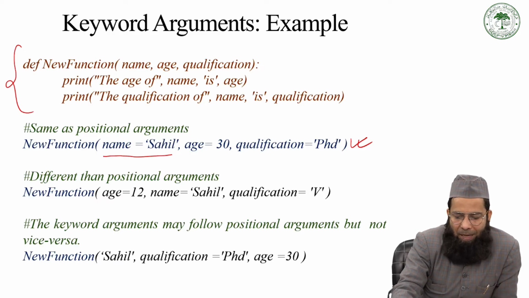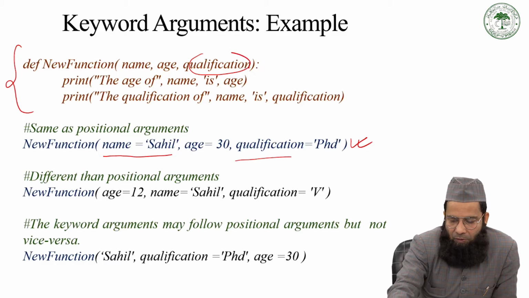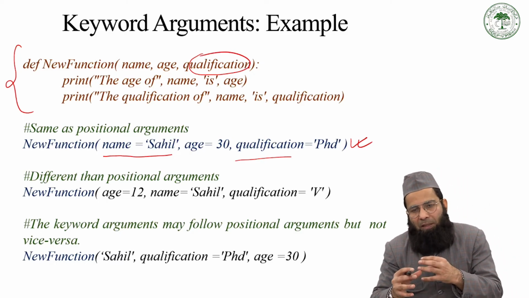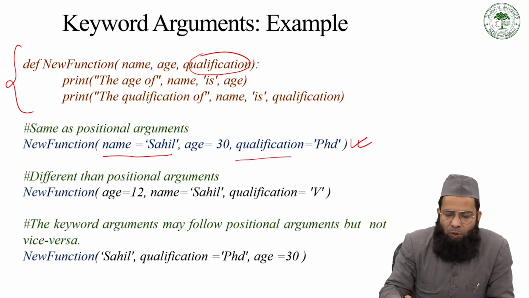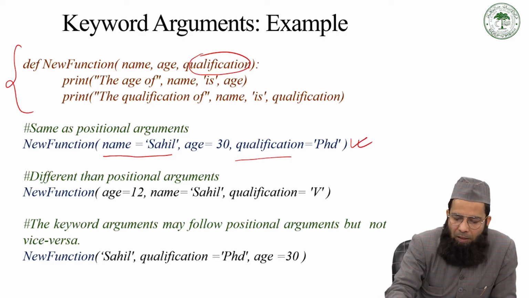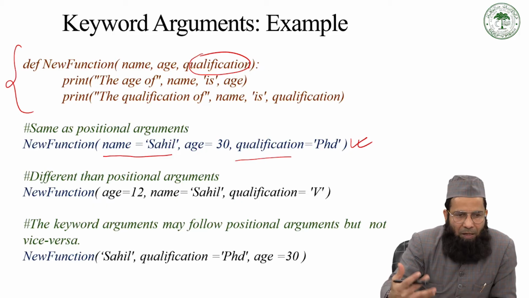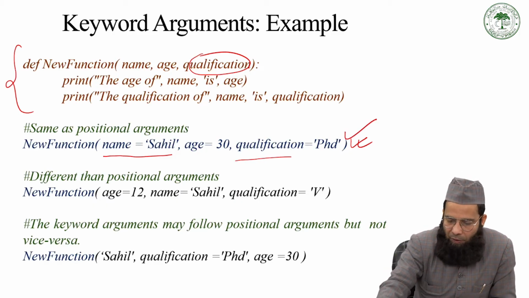Similarly, age is the parameter variable. Similarly, qualification is the parameter variable, like you can see here. So, I am passing the argument using the name of the parameter. If you alter the sequence of arguments in this function call, it doesn't matter because we are passing the value using the keyword. So, it would work fine. Again, this will also work fine.